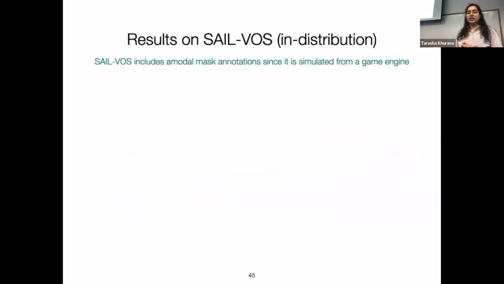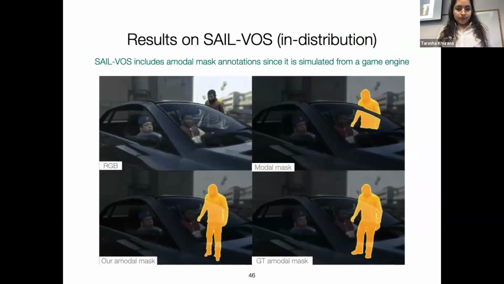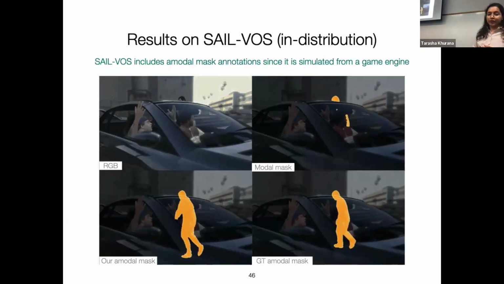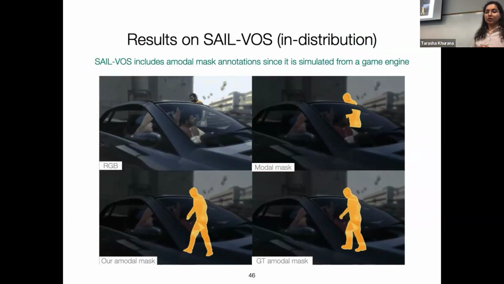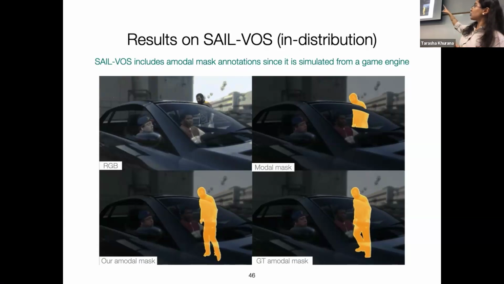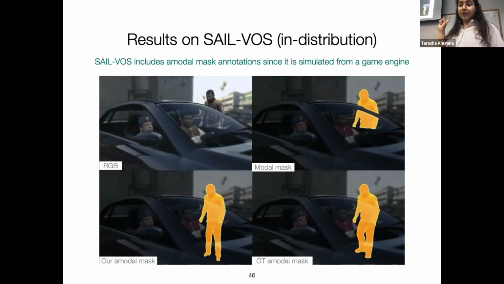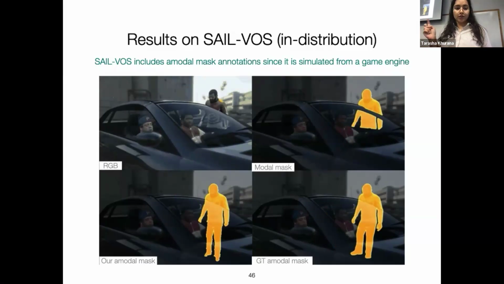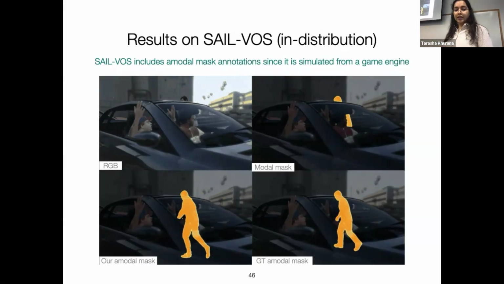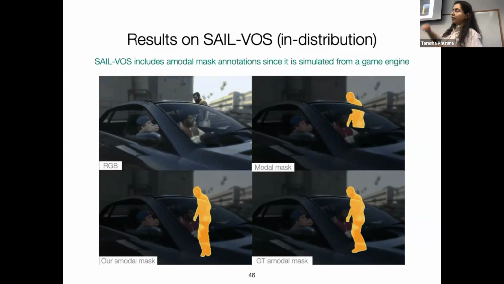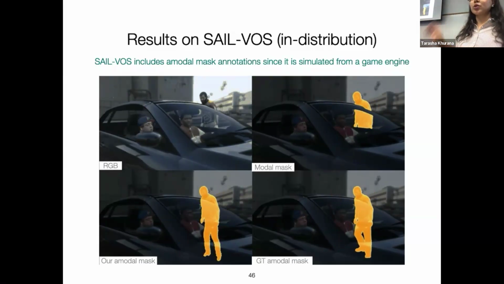So first, I want to start by showing you some in-distribution results on the validation set of SailVOS. Starting from the sample video from SailVOS, I'm showing you the original RGB image on the top left, and then the visible masks or the modal masks of this person on the top right, the predictions from our model on the bottom left, and then the ground truth A-modal mask.